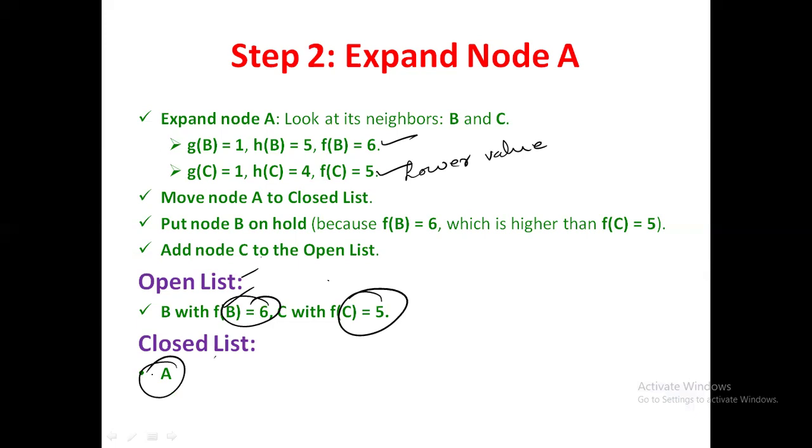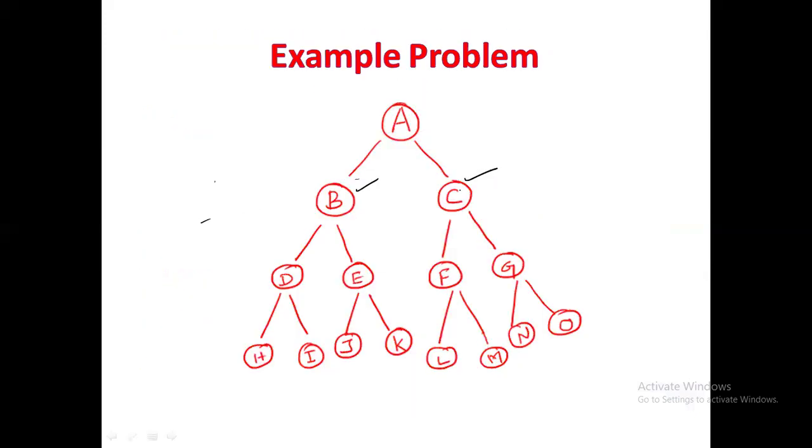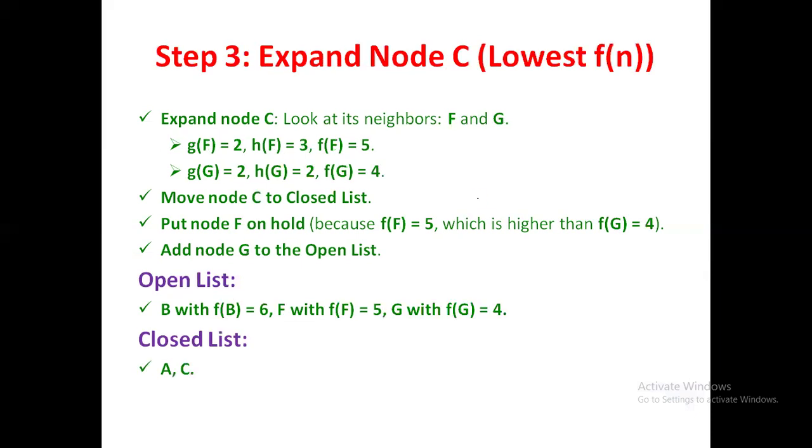Next, step 3. From B and C, we found that C has the minimal value, so we have to stop here and expand the C node. The third step is to expand node C. Why are we expanding C? It has the lowest F of n. Node C is expanded next as it has the lowest F of n value in the open list.